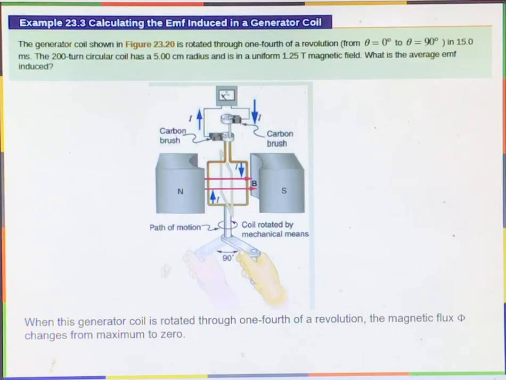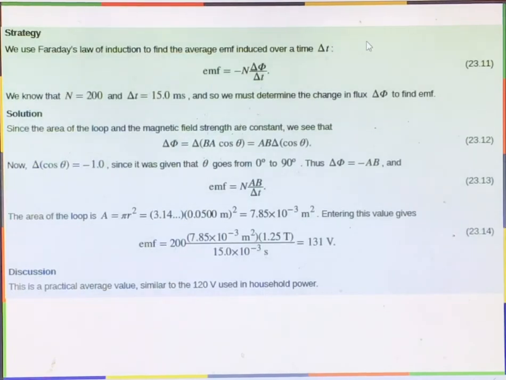Teslas. So we notice that when this generator coil is going to rotate through 1/4 of a revolution, theta is going to go from 0 to 90 degrees. As theta goes from 0 to 90 degrees, I can calculate the change in the cosine of theta, which is just going to be -1, because cosine of 90 is 0, cosine of 0 is 1. So if you take cosine of 90 minus cosine of 0, you get -1.